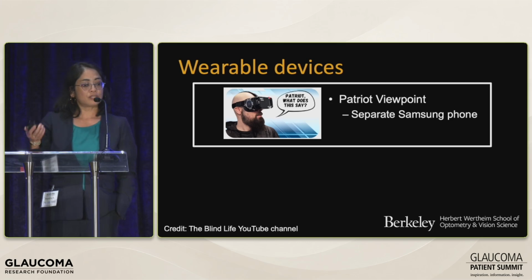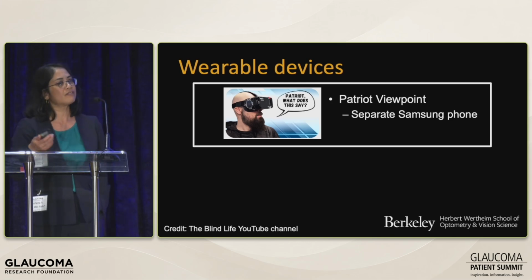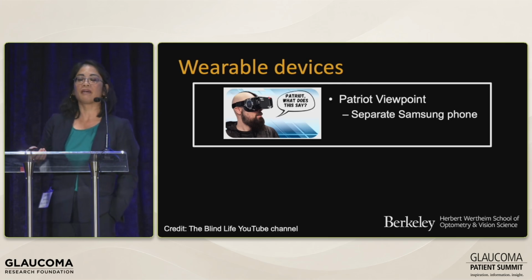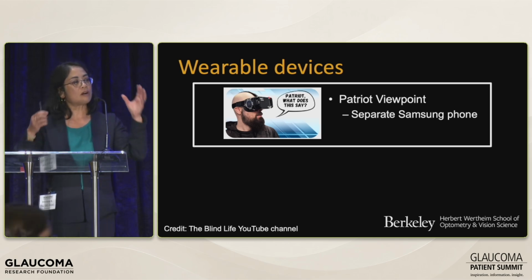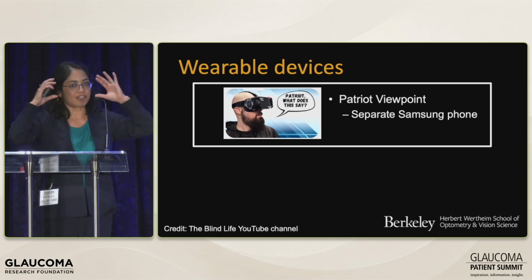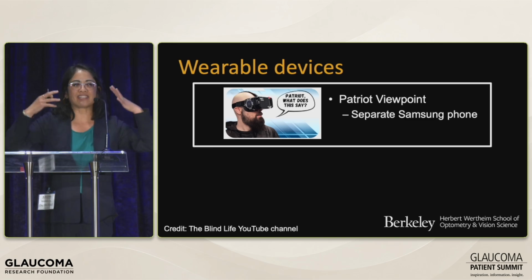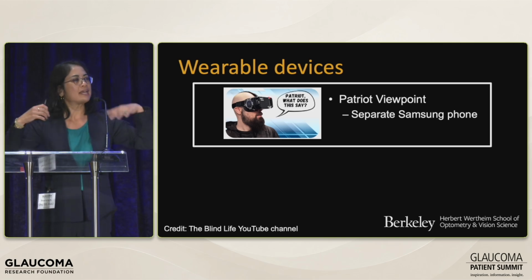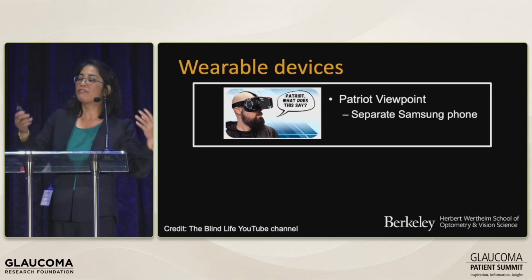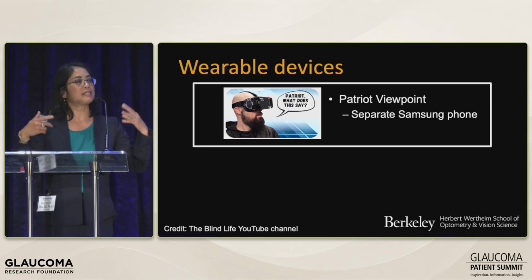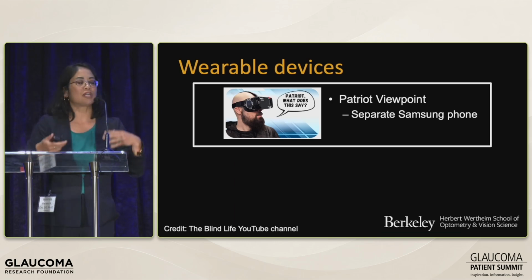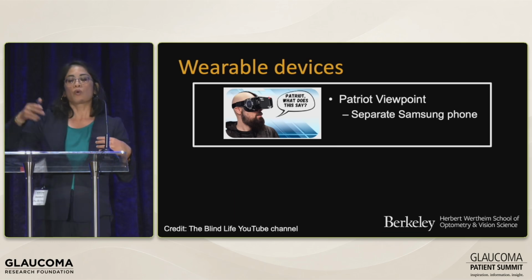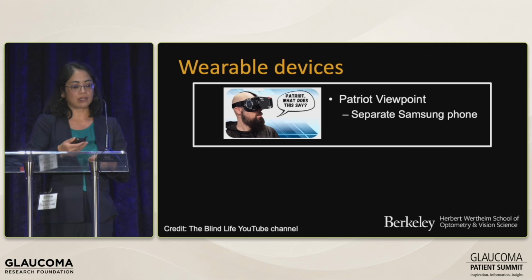So the first one here is called the Patriot Viewpoint. This is very similar to the Iris Vision, which some of you may have already tried. This is using a Samsung phone. So this comes with the device if you purchase it from the company. And it also has essentially gamer technology, from what I understand. So if you're doing virtual reality gaming, you wear this head-mounted device. This is similar to it. So the Samsung phone has the apps that you need already on it, and now you can wear this device to utilize it as a video magnifier if you're looking at printed material, or you can stream in what you're trying to see as well.